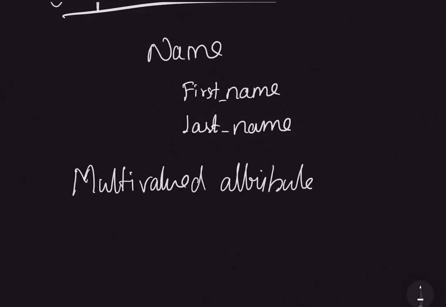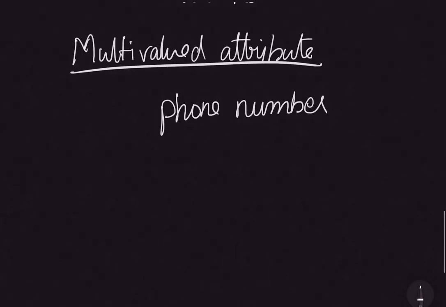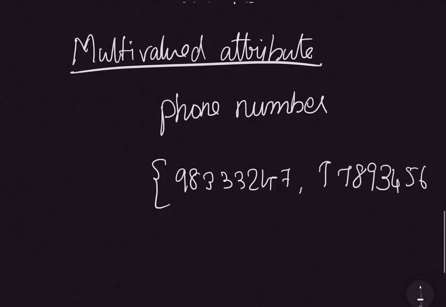Next is multi-valued attribute. This attribute takes multiple values. Example, phone number. An instructor can have more than one phone number associated with him. That is multiple values. It is represented using squiggly brackets.